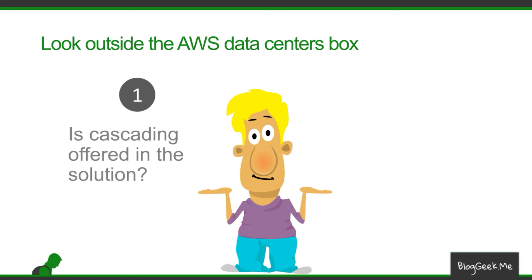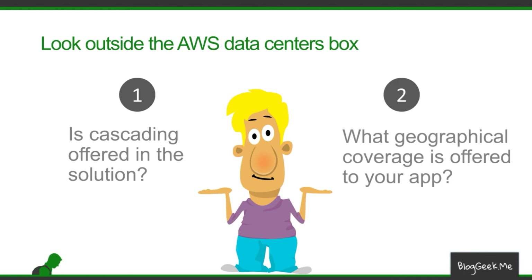Check if the live video platform that you are using supports cascading as part of the solution. Is this something that is there out of the box and is handled automatically? And also check what geographies are covered by the live video platform. Are these enough for your application? Make sure to check these 2 things because they will affect the quality of your service.